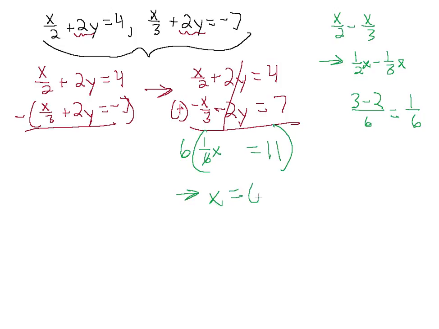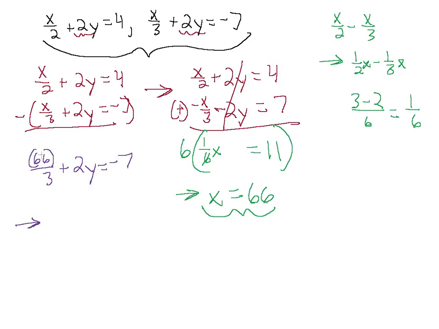6 times 11 is 66. So we have x equals 66 for our first value. We can go ahead and plug that into either equation. Let's use equation 2, and we can find our value for y. So we have 66 divided by 3. Plugging into equation 2 for x, we have 2y equals minus 7.